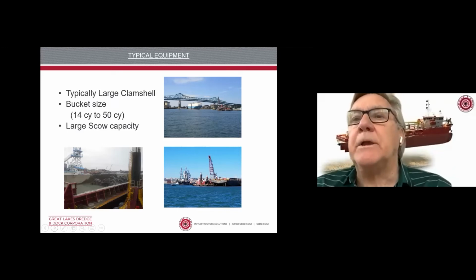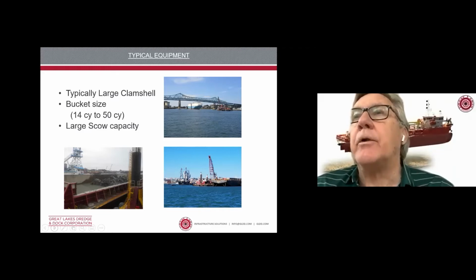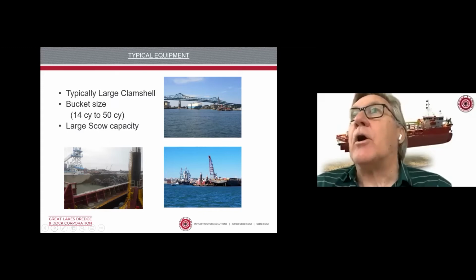Large scow capacity becomes a big cost driver at the beginning of the projects, to have a place to store all the light material. Once you get into the harder material, scow capacity also becomes important for hauling the denser, cleaner material offshore. That's a big cost driver because of the haul capacity.